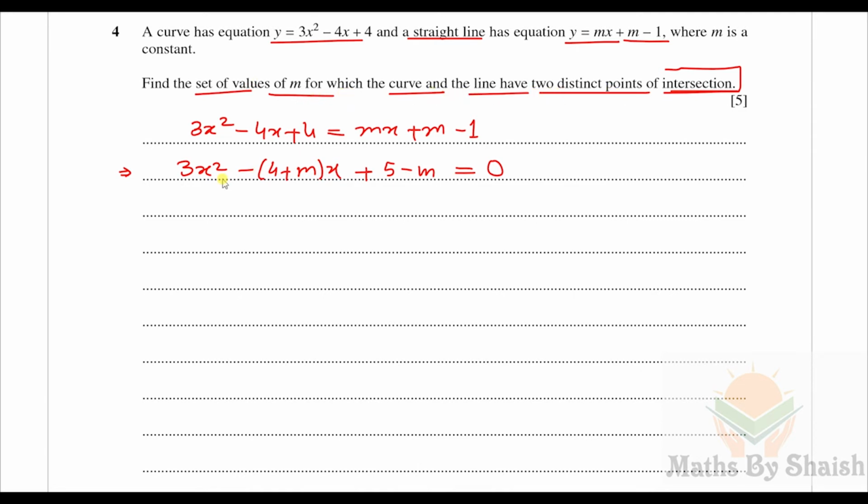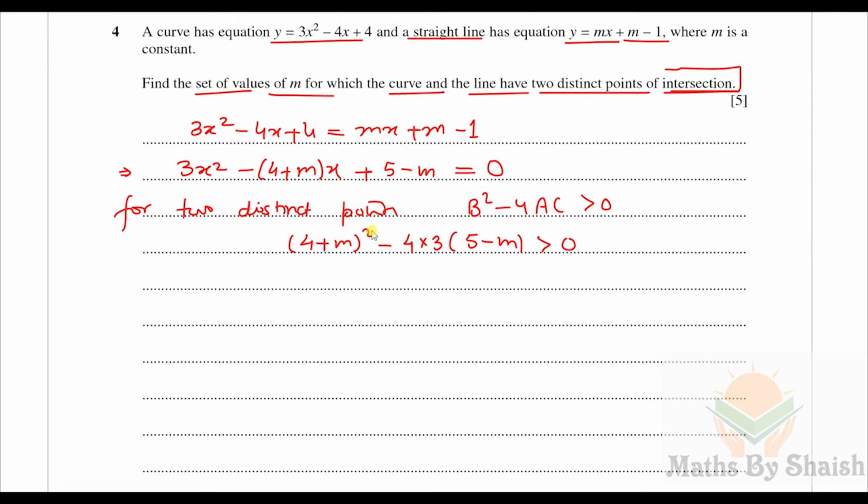So we can write for two distinct points, we will calculate b square minus 4ac greater than 0. And here b square means minus (4 plus m) whole square. It means (4 plus m) whole square minus 4 times a is 3 and c is 5 minus m greater than 0, because we require two distinct points. And we will solve it now.